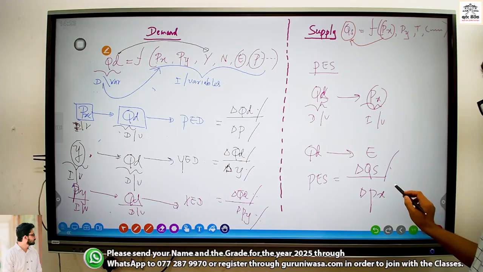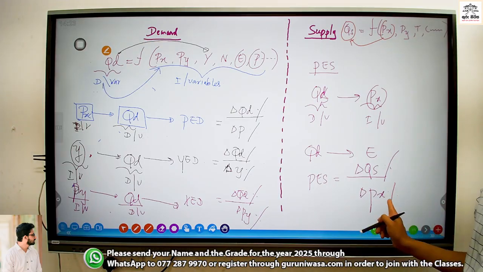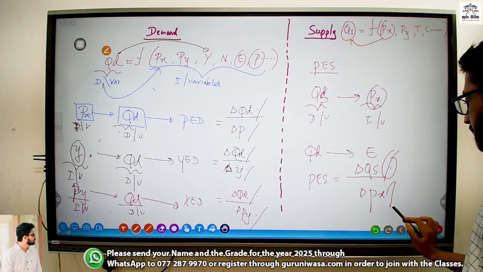Okay. This is percentage change. X percent. Remember, always it must be percentage.